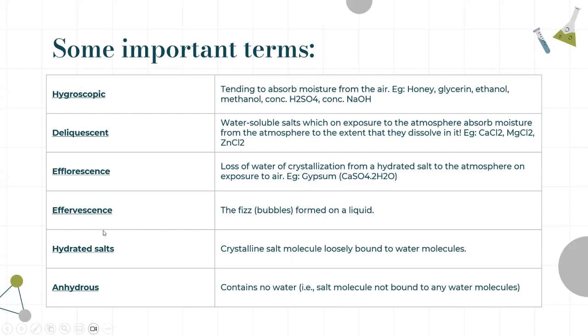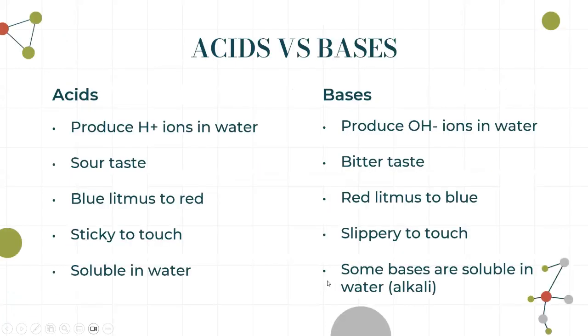those bottles. And then we have hydrated salts, which are crystalline salt molecules loosely bound to water molecules. So these salts have water molecules bound to these salt molecules, and they're known as hydrated salts. They're very different from anhydrous, which means these anhydrous salts usually contain no water. That is, there is no water molecules bound to these salt molecules.